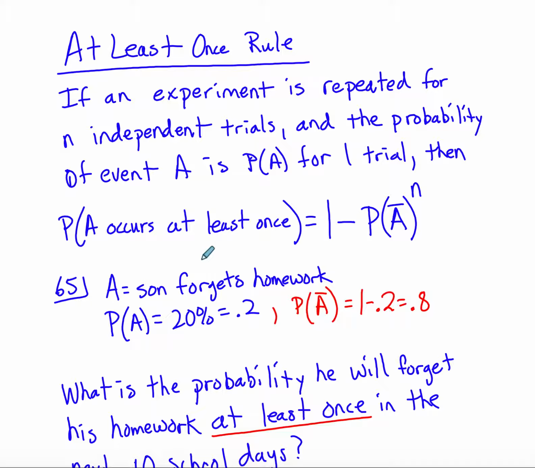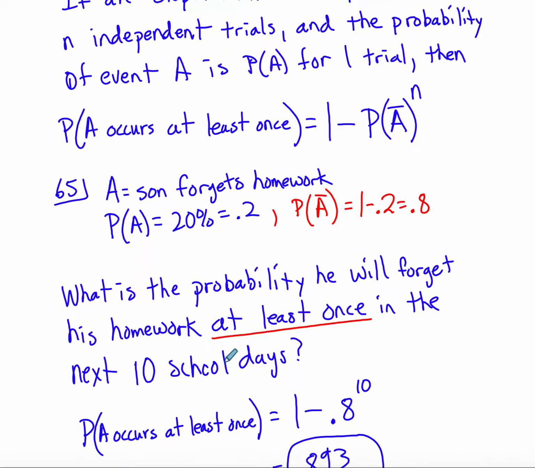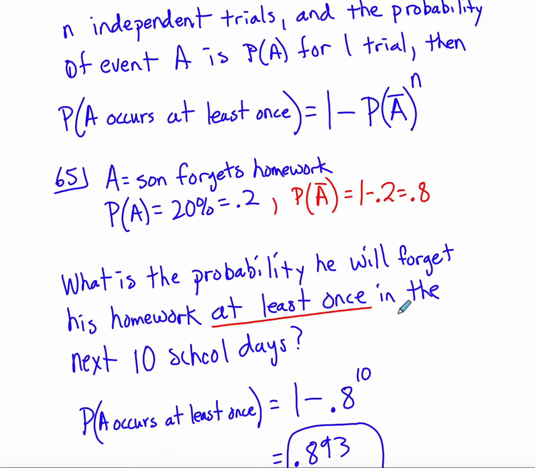So as an example, let's say the probability that a son forgets his homework is 20% of the time. So the son forgets his homework 20% of the time. And we'd like to know, therefore, the probability of A, where A is the son forgot his homework, is 0.2. The probability of him not forgetting his homework is 1 minus 0.2, or 0.8. What is the probability he will forget his homework at least once in the next 10 school days?